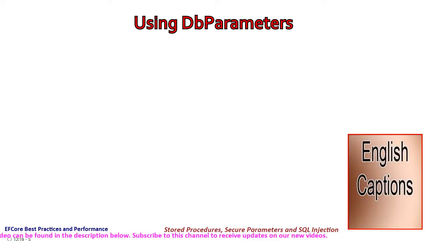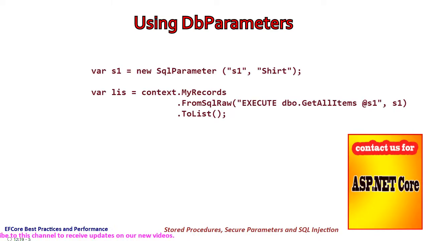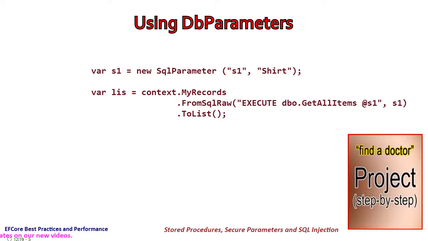And let's now see where we can construct a DB parameter on our own. We can construct a DB parameter out of a value and then pass it to the FromSqlRaw function.